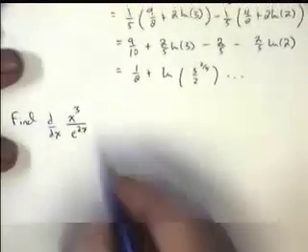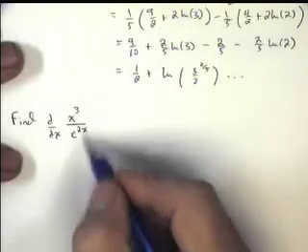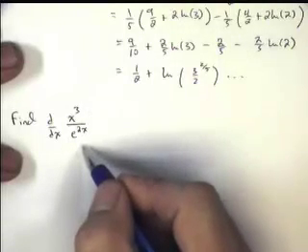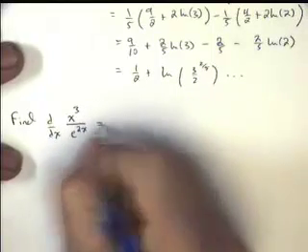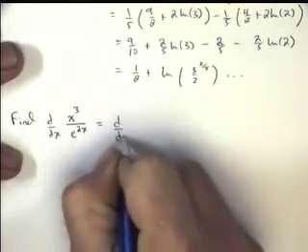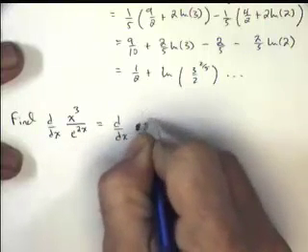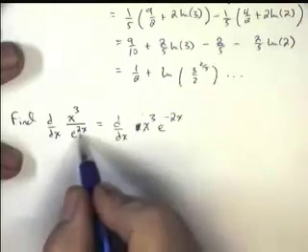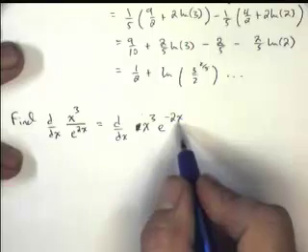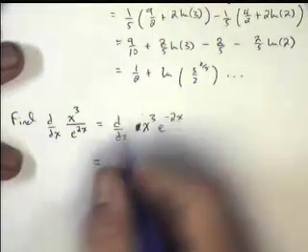Next one, find the derivative of x to the third over e to the 2x. Well, what we've got going on here is a quotient rule. If you'd rather not use the quotient rule, you can use the product rule. Personally, I'd write this as the derivative of x to the third times e to the negative 2x. Dividing by e to the 2x is the same as multiplying by e to the negative 2x. Now we use the product rule, which is a little easier than the quotient rule.